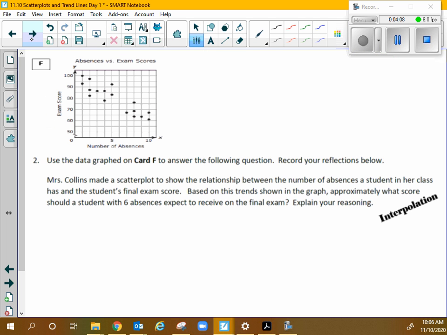Now we're going to be answering questions based on those 6 scatter plots. On the first 2 questions, you can just look at the top of your paper, but after that, you're going to be flipping back and forth a lot. The first one we're going to look at is graph F. Use the data graph on card F to answer the following questions. Mrs. Collins made a scatter plot to show the relationship between the number of absences a student in her class had and the student's final exam score. Based on this trend, approximately what score would a student with 6 absences expect to receive on their final exam? So go ahead and look at your scatter plot, make a judgment call based on what you have, and be ready to explain.